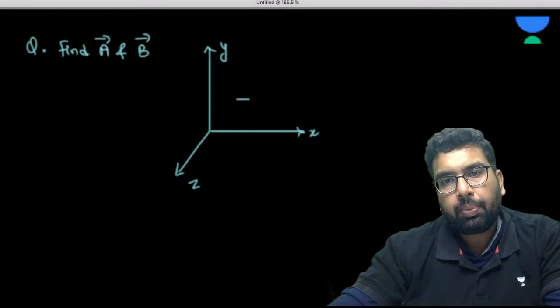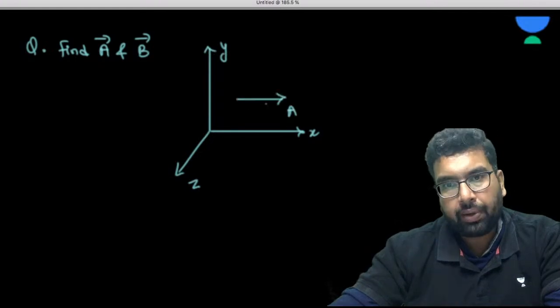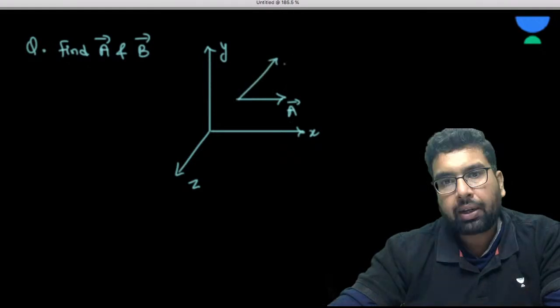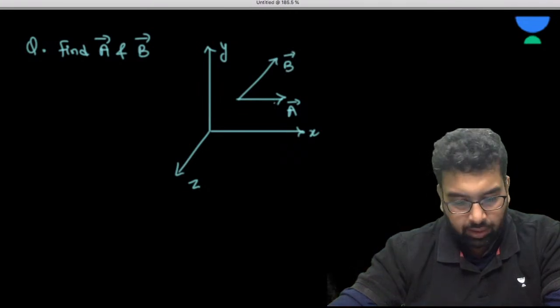So let's suppose we have two vectors here, A vector, and here we have B vector.